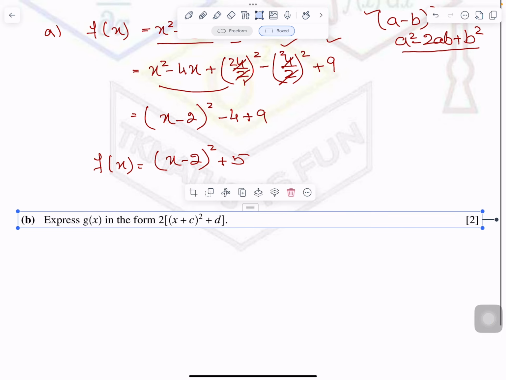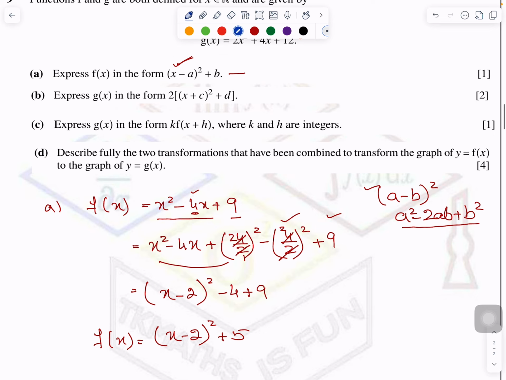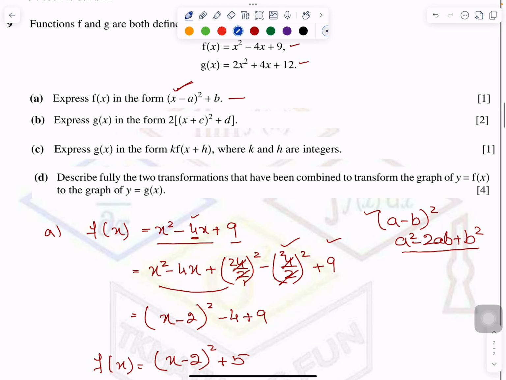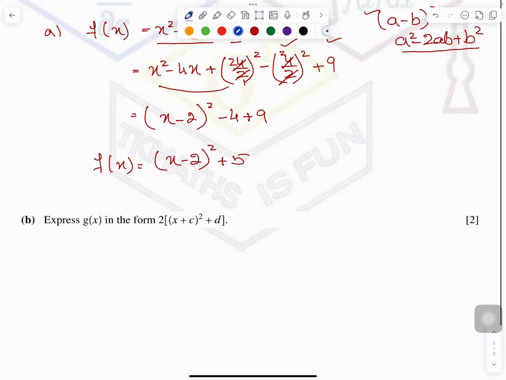Okay. Now part B is express g of x in this form. Now let's see function g of x. What was function g of x? It is 2x square plus 4x plus 12. So let me write here function g of x. Function g of x is 2x square plus 4x plus 12. And we have to change this function into this form.